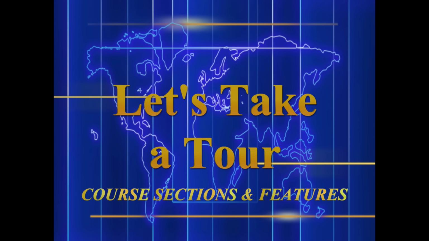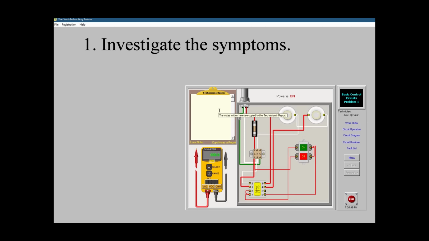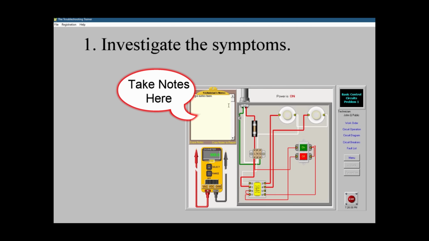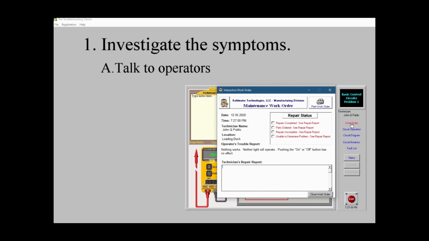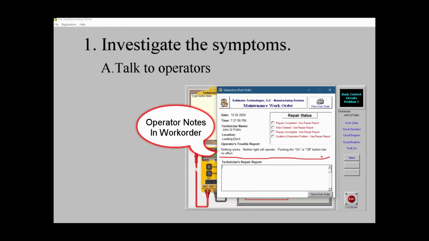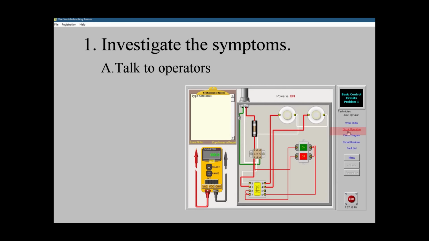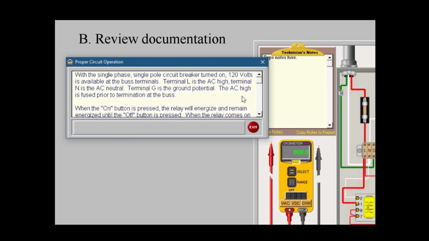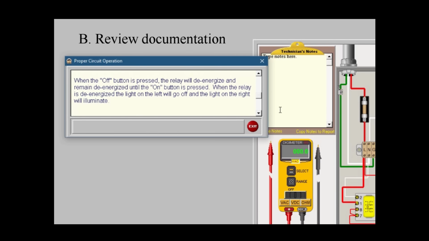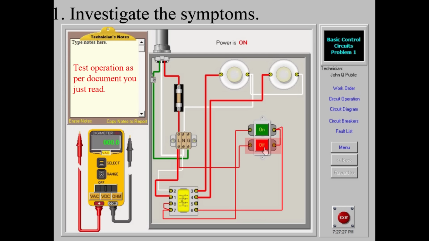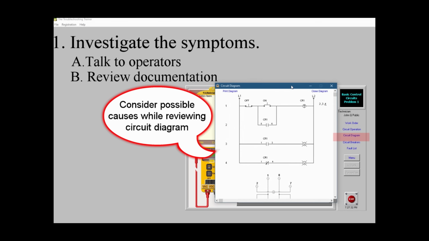Let's apply the troubleshooting steps learned using the course's simulator. Step 1. Investigate the symptoms. The software provides a handy notepad to take notes as you troubleshoot. The Talk to Operators step is simulated via operator comments on the work order. The course lets learners familiarize themselves with the system via a circuit operation pop-up dialog box. Now that you know how it is supposed to work, test the circuit for proper operation. To view the documentation within the course, click the Circuit Diagram button.